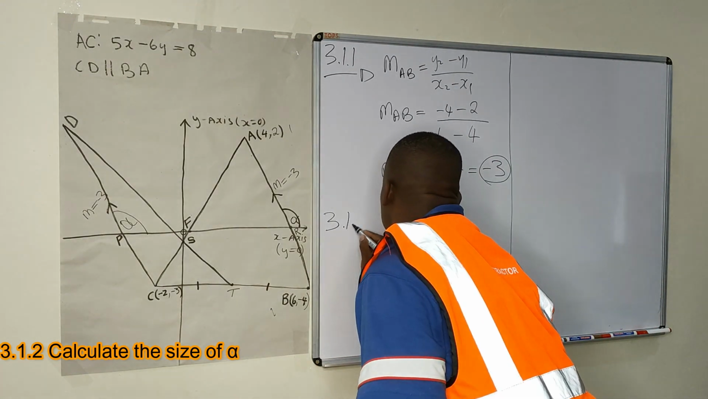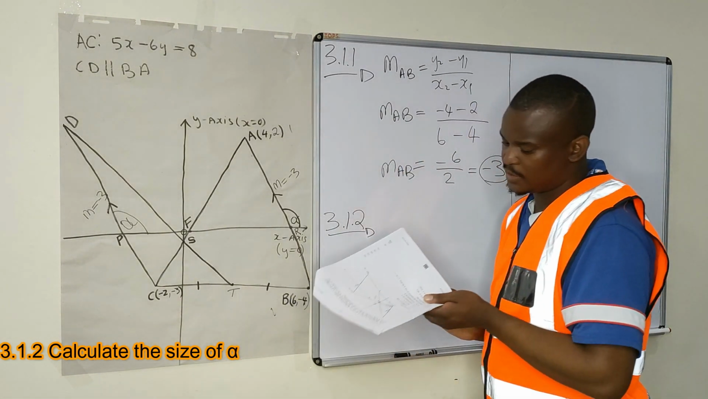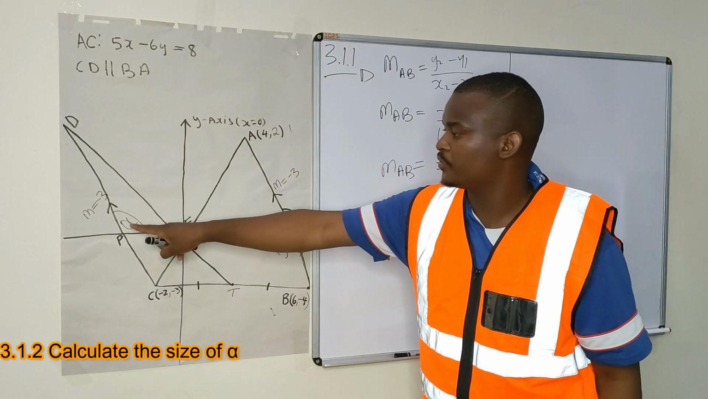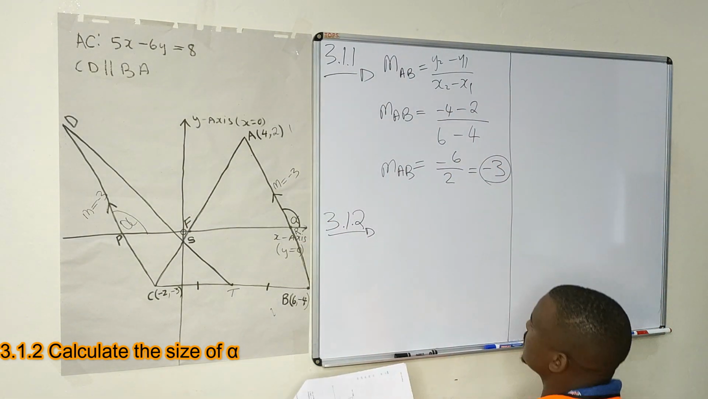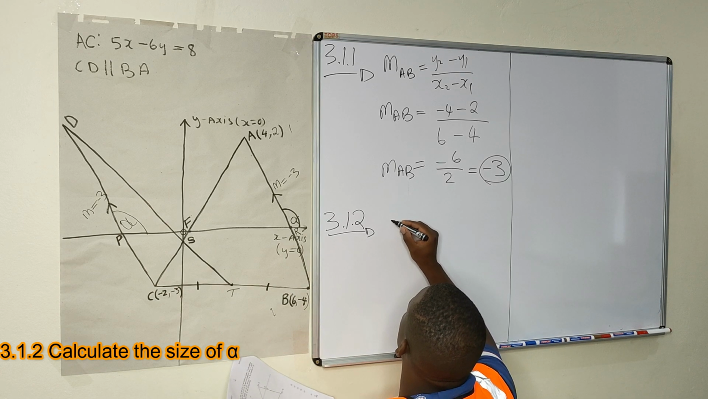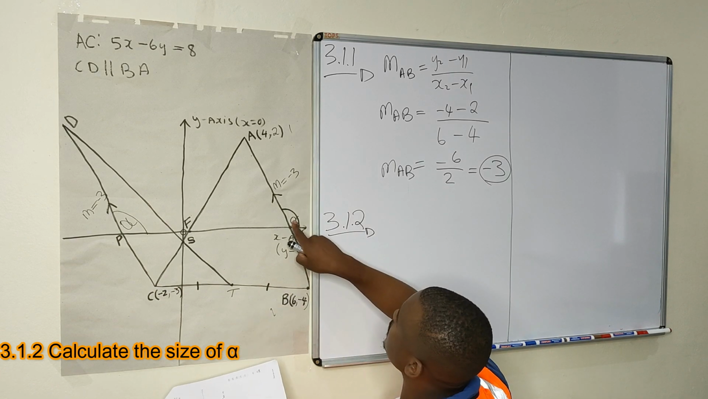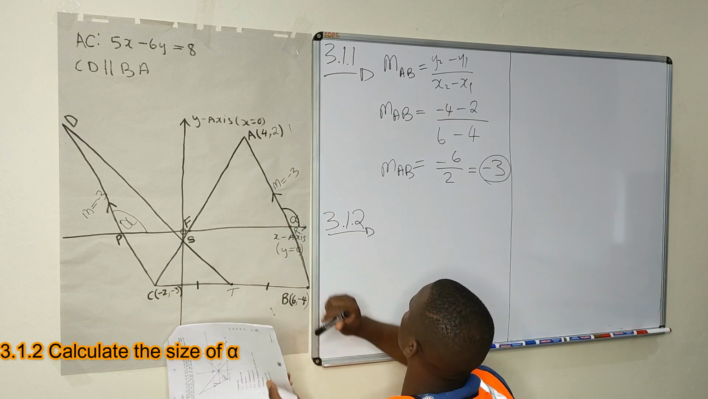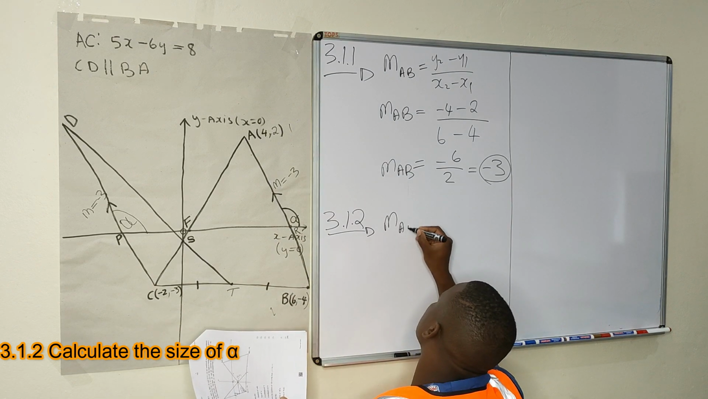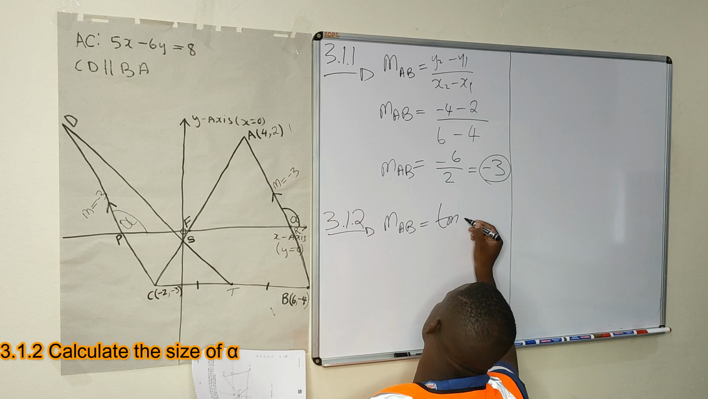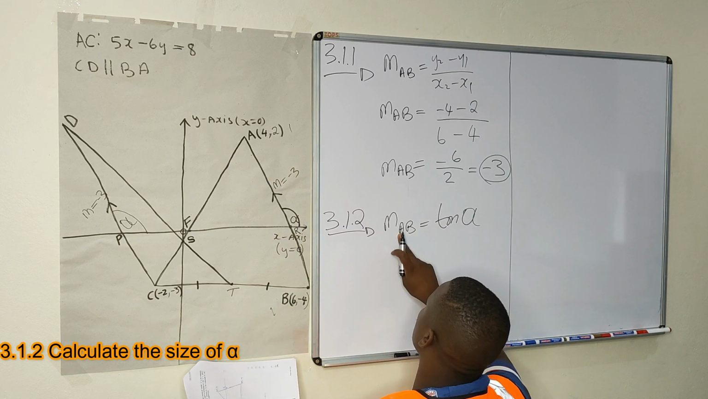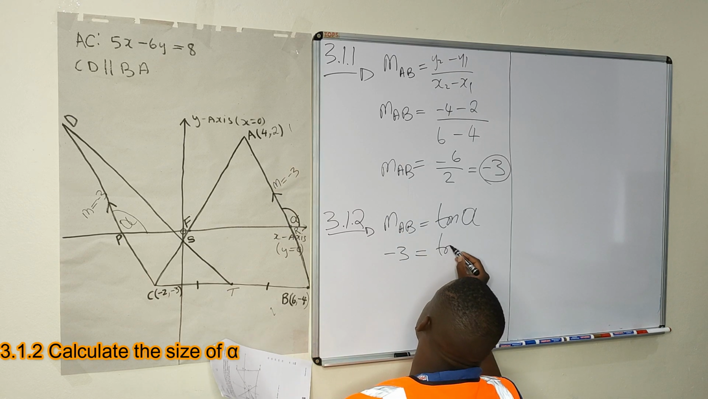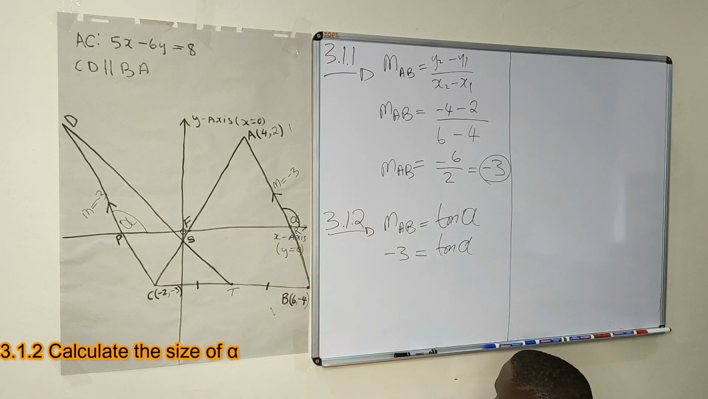3.1.2. What does it say? Calculate the size of alpha. So they want to calculate the size of this angle here, alpha. You know that the gradient of this line is the tangent of the angle of inclination. So m of AB is equal to the tangent of your angle alpha there. Your gradient is minus 3. It's equal to tan alpha, right?